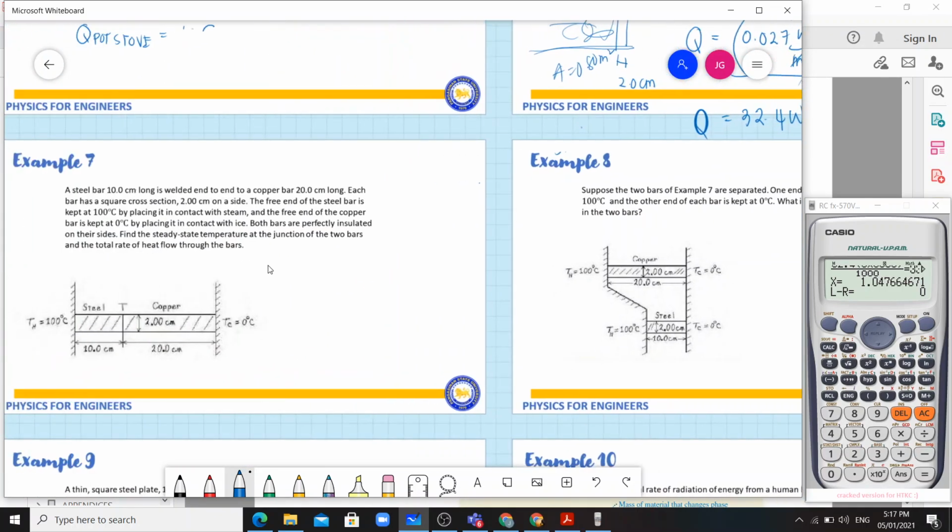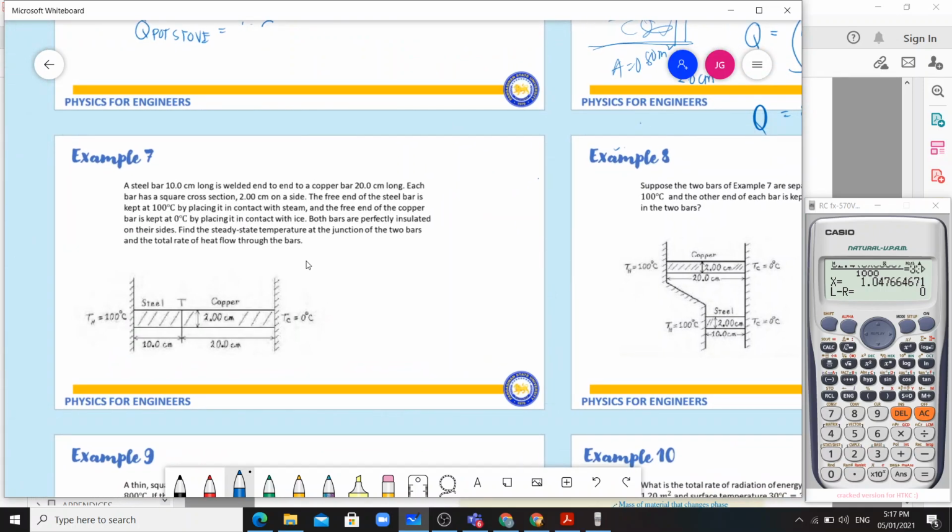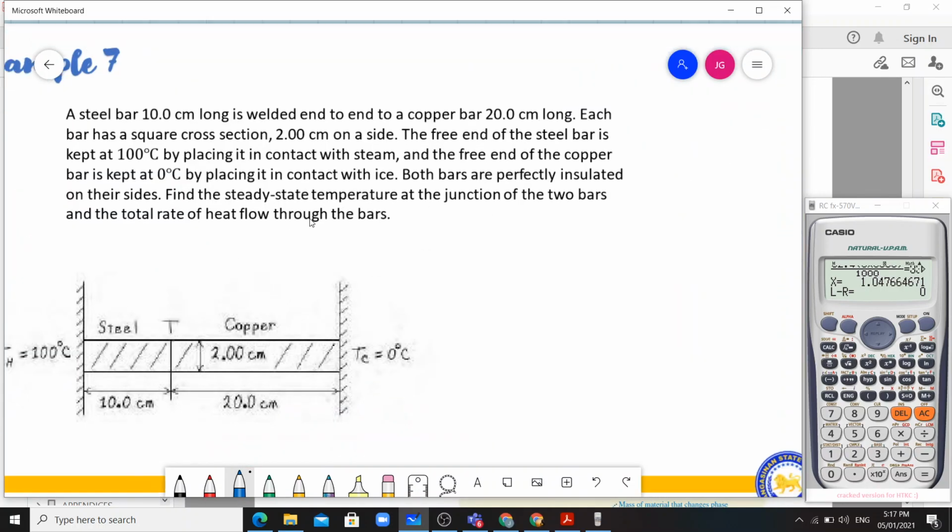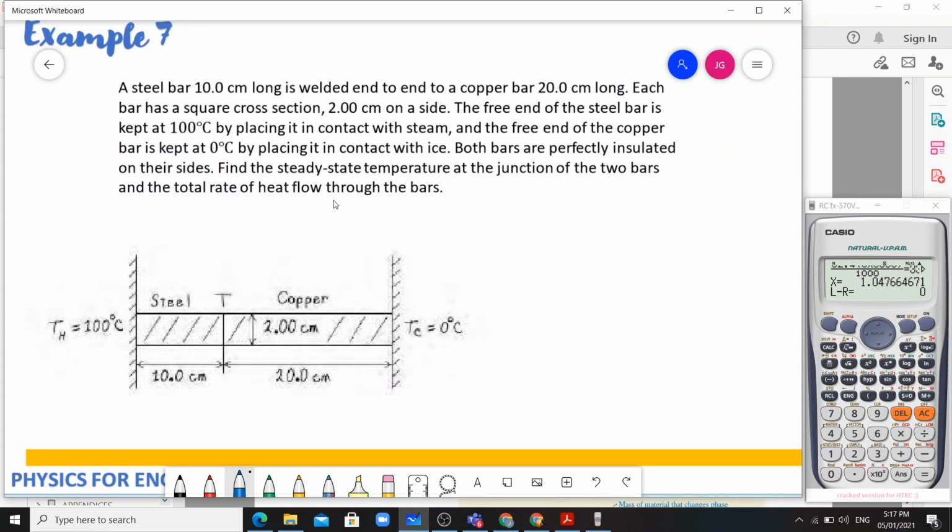So let's proceed to the next example. A steel bar 10 centimeters long is welded end to end to a copper bar 20 centimeters long. Each bar has a square cross section 2 centimeters on each side. The free end of the steel bar is kept at 100 degrees Celsius by placing it in contact with steam, and the free end of the copper bar is kept at 0 degrees Celsius by placing it in contact with ice. Both bars are perfectly insulated. Find the steady state temperature at the junction.